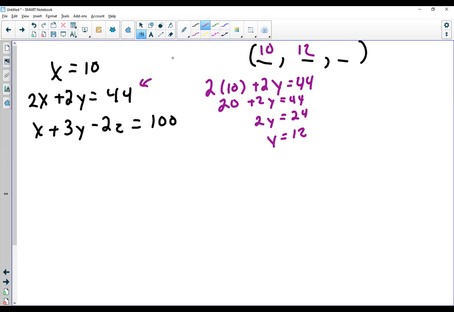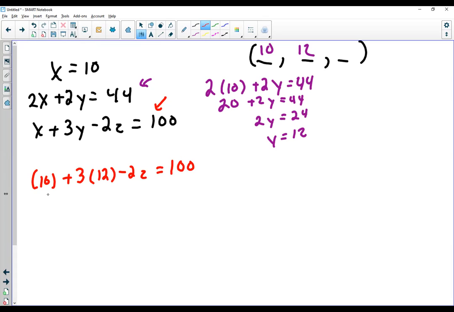Now, since I have an X and I have a Y, the only thing I need to find in this bottom equation is a Z. So I'm going to use the bottom equation now to find the Z. I know X is 10, so 10 plus 3 times, I know Y is 12, so I replace it with a 12, minus 2Z equals 100.